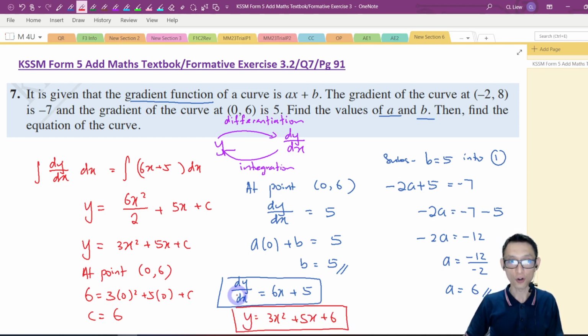So you can take a try. If you use the other point, you will get exactly the same answer.